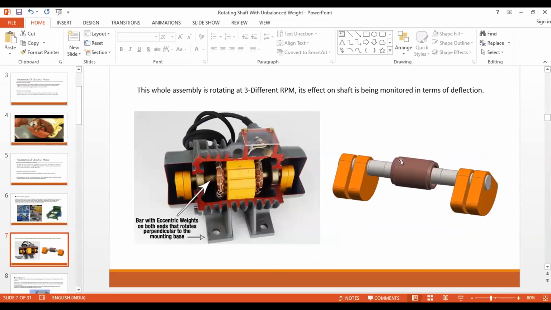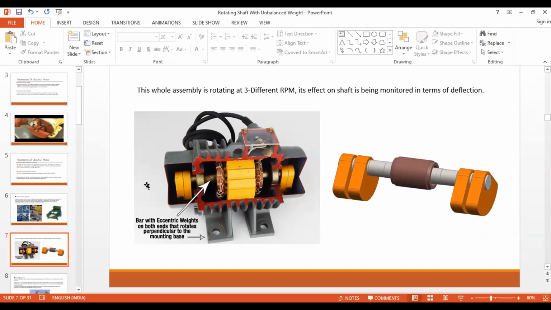This is the basic image I took for my project, and this whole assembly is rotating at 3 different RPMs, and its effect on the shaft is being monitored in terms of deflection. I will focus only on the shaft, and I will tell you the reason in the further slides. This is the simplest diagram of the assembly.